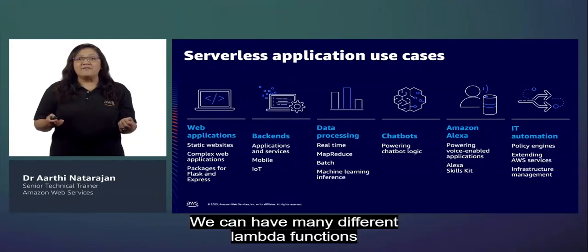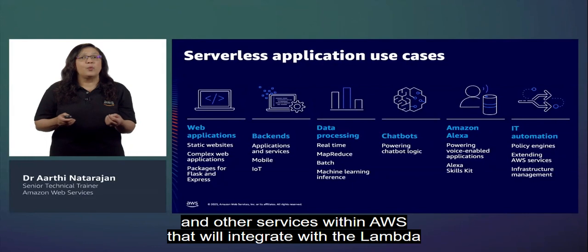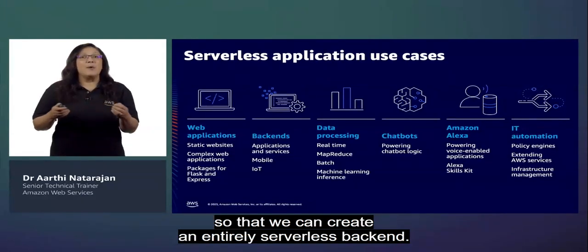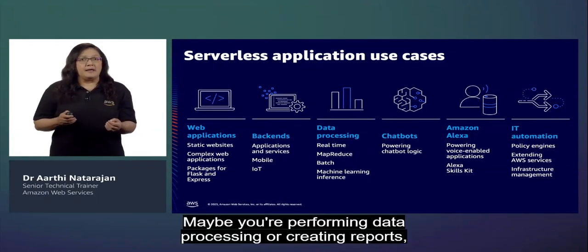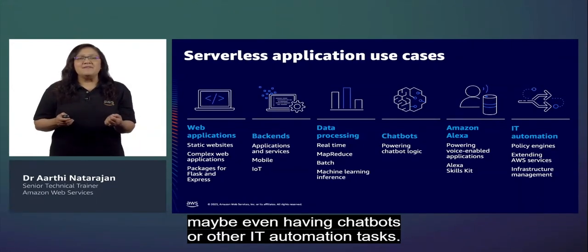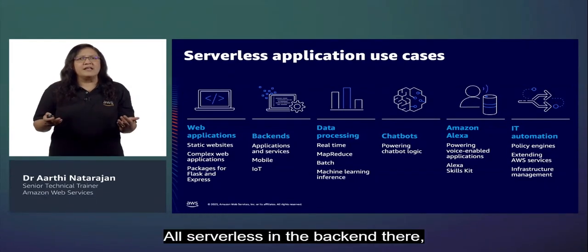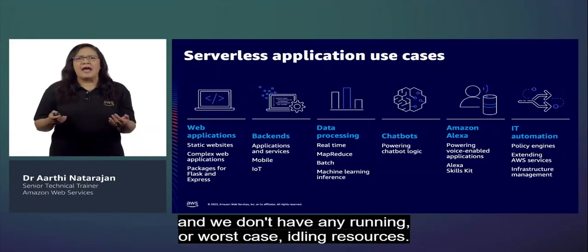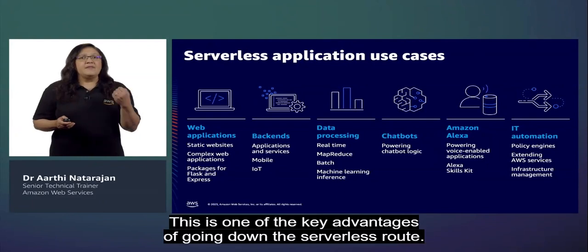We can have many different Lambda functions and other services within AWS that will integrate with the Lambda so that we can create an entirely serverless backend. Maybe you're performing data processing or creating reports, maybe even having chatbots or other IT automation tasks, all serverless in the backend there, and we don't have any running or worst case idling resources. This is one of the key advantages of going down the serverless route.